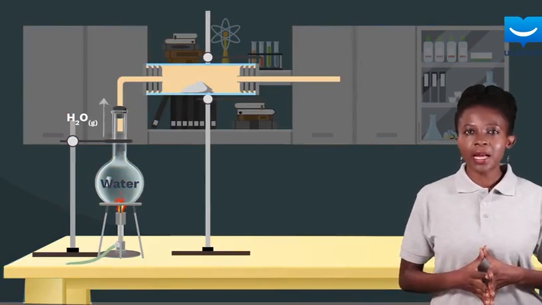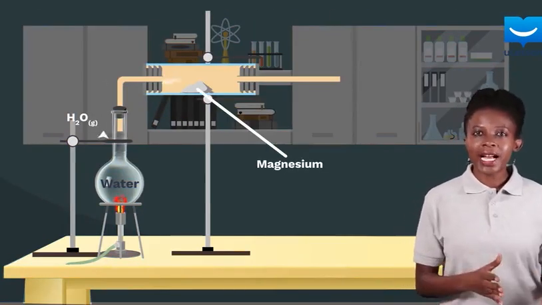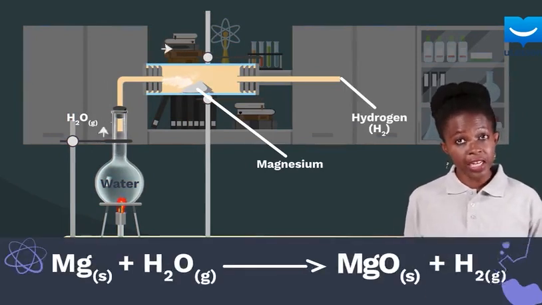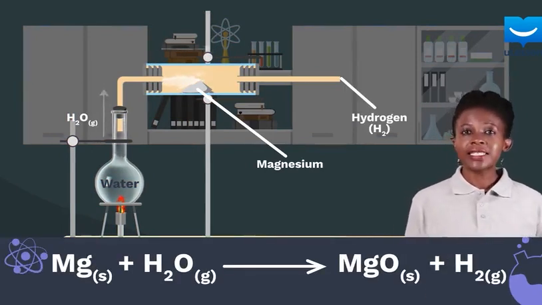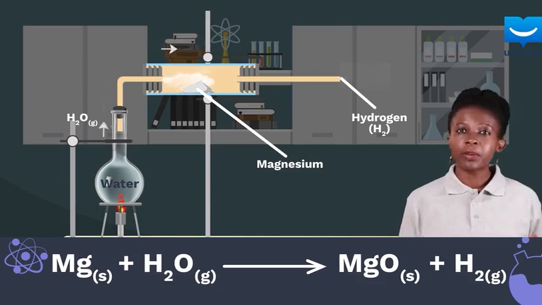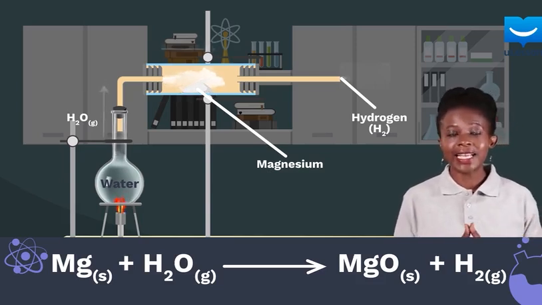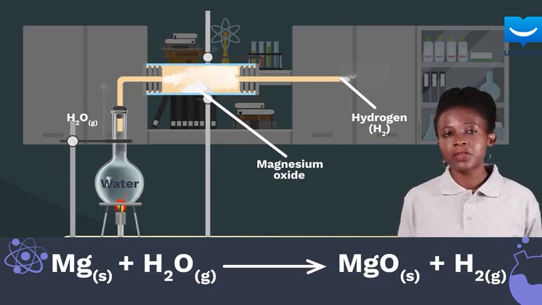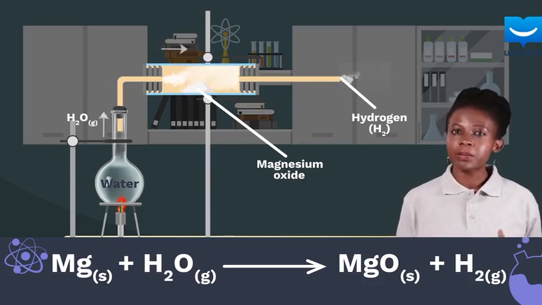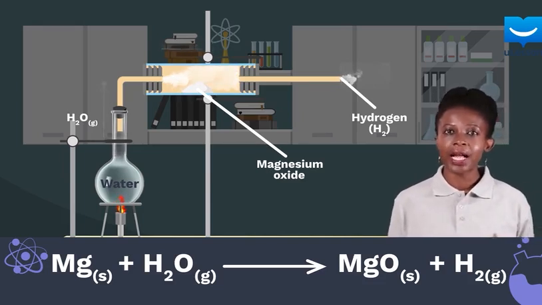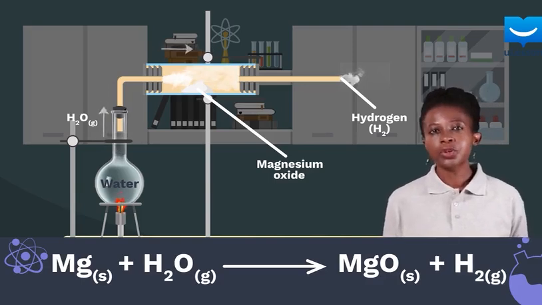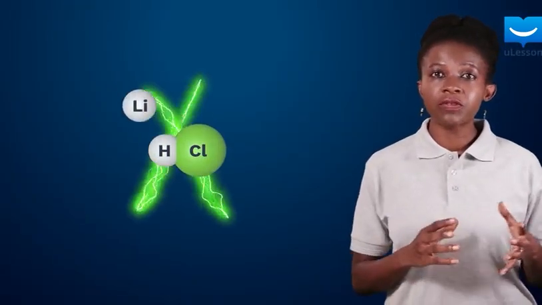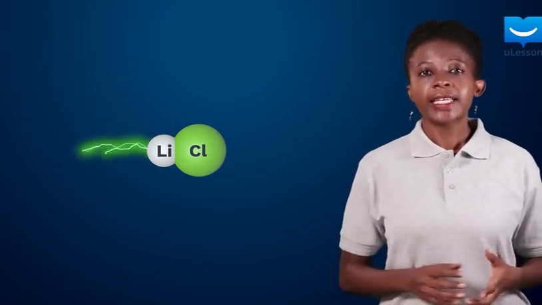Take water as an example. Water does not react with magnesium, but steam, the gaseous form of water, does. This is because it takes less energy to break the bonds of water when it is in its gaseous state. This is why, to measure the standard enthalpy of a substance, we carry out our measurement at standard temperature and pressure.